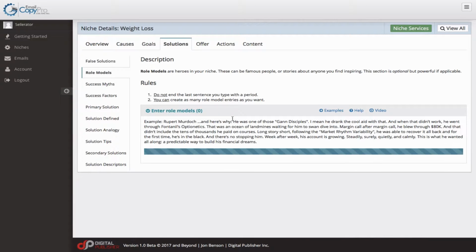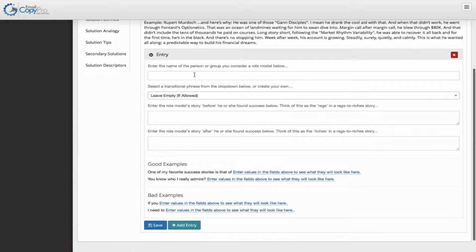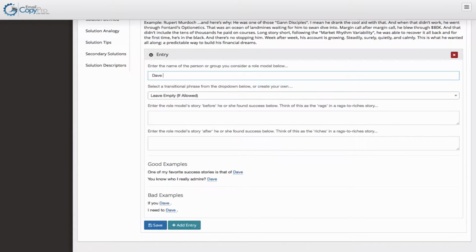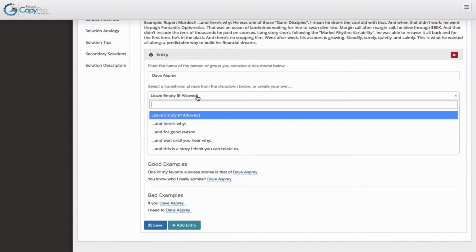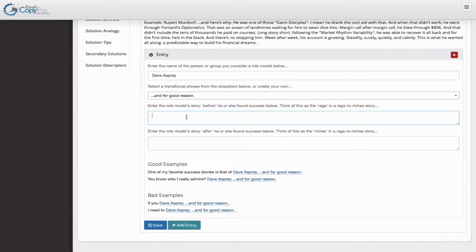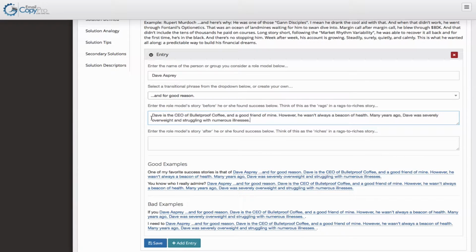So my role model, and one of my many role models for weight loss, is Dave Asprey. And Dave is the CEO of Bulletproof Copy and a friend of mine. And I'm going to say, and for good reason, and I'm going to enter his before story here. So I've typed this out already. Dave is the CEO of Bulletproof Copy. He's a good friend of mine. However, he wasn't always a beacon of health. Many years ago, he was extremely overweight and struggling with numerous illnesses.